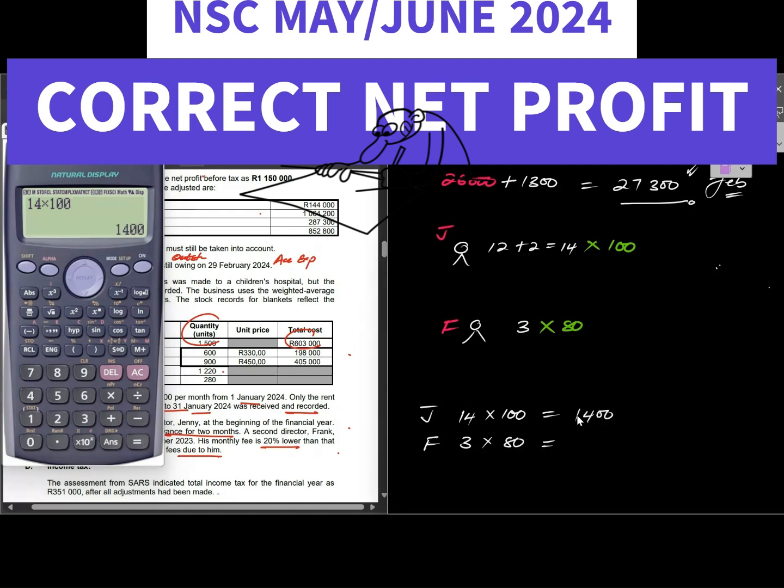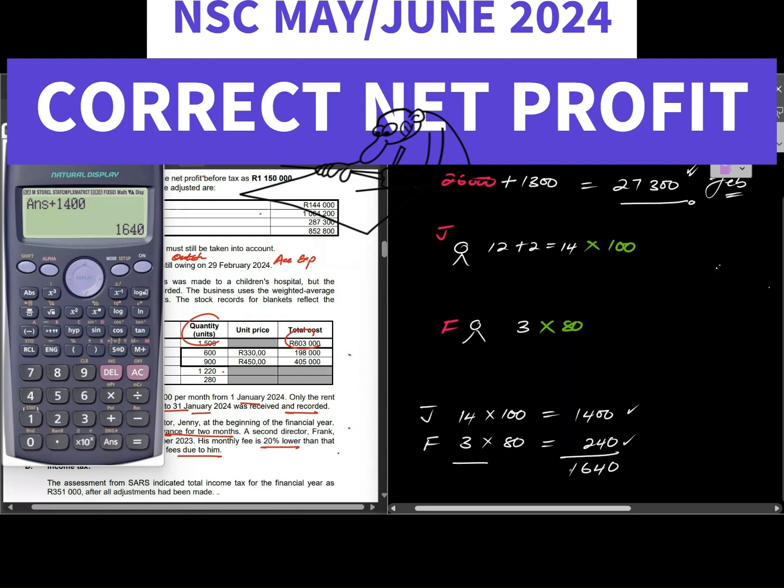Okay. And then it's 3 by 80, and that will give us 240. Then here we have 240. Then it will be 1,400 plus 240, and that will give us 1,640. So this is the total that we have received for these 17 months. Okay, but considering that they were not the same.